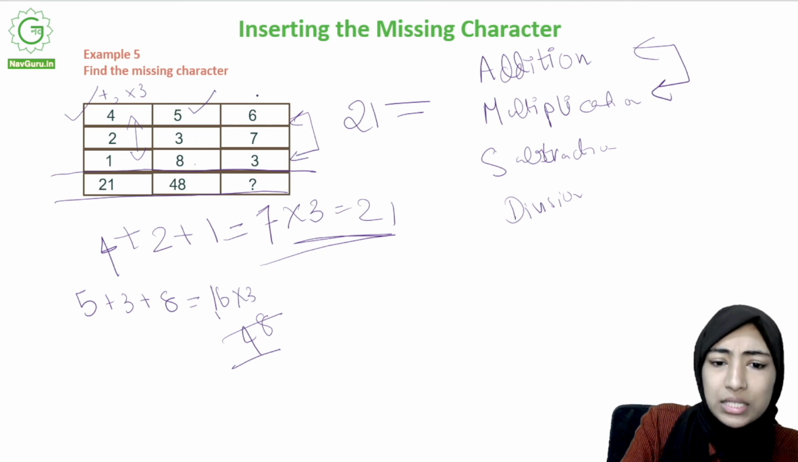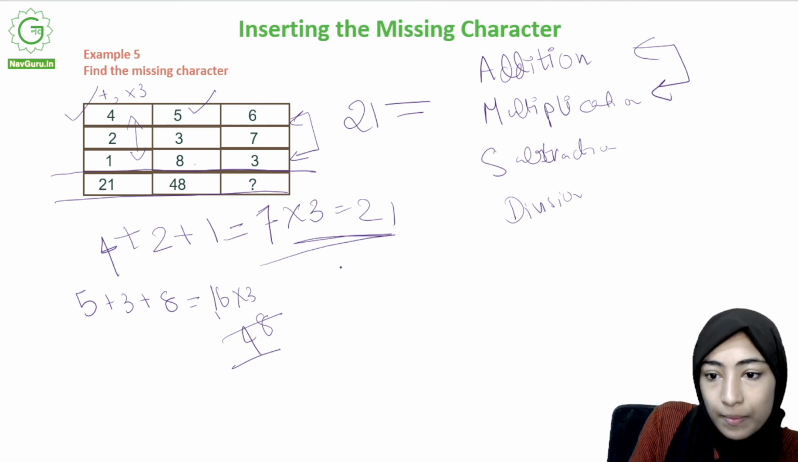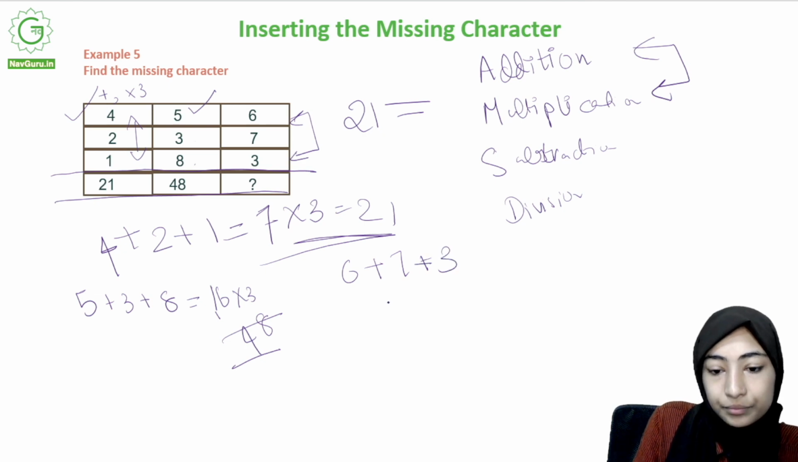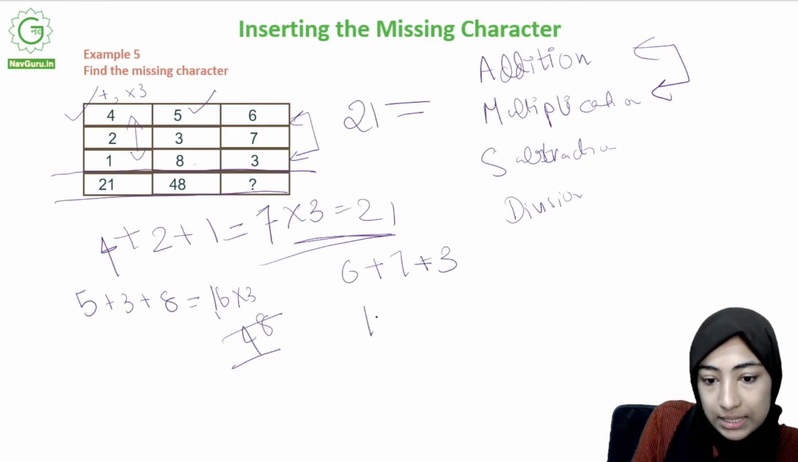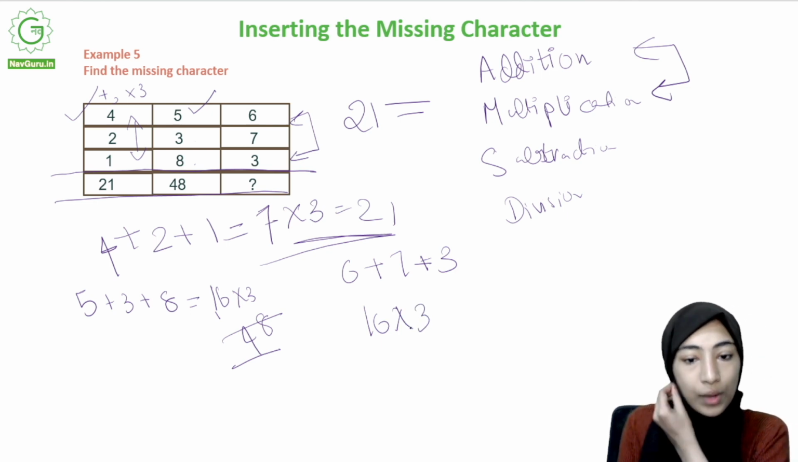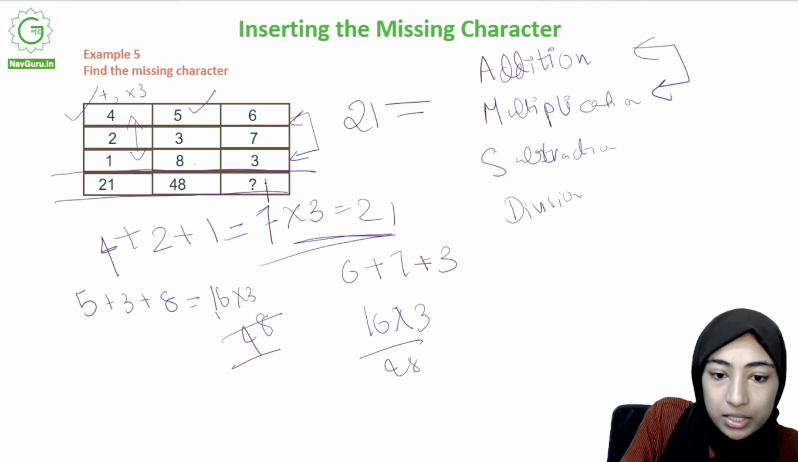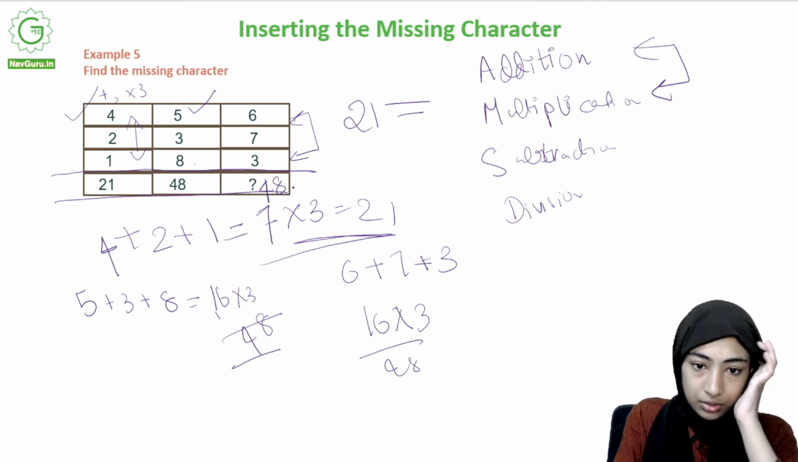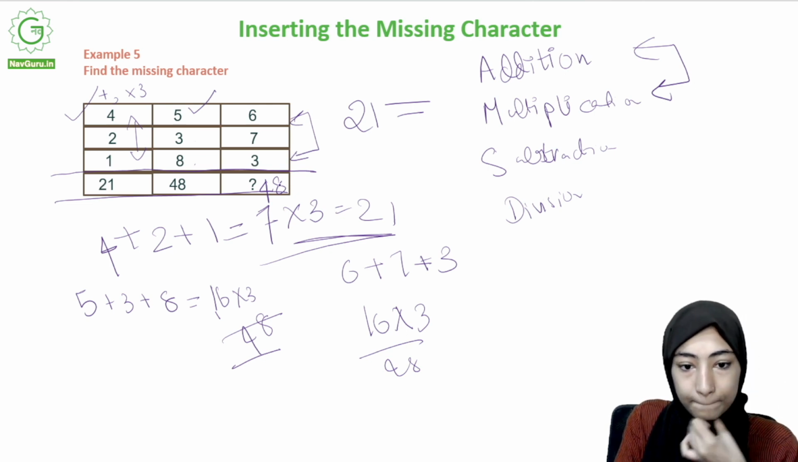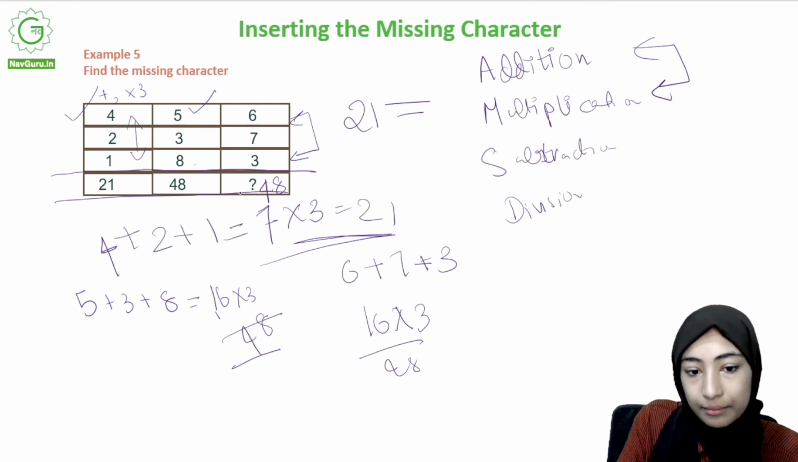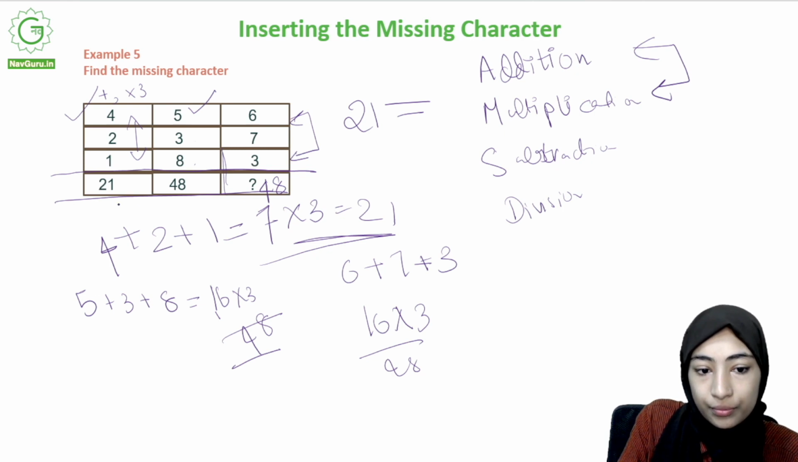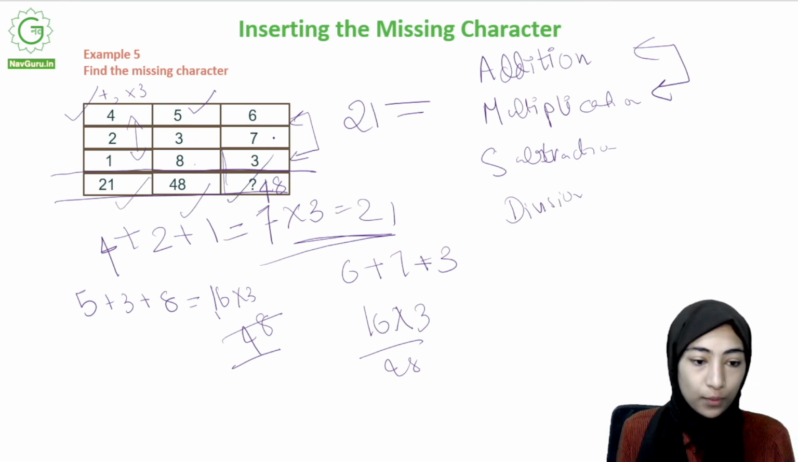So just do the same thing for this question. Basically you have 6 plus 7 plus 3, which is 16. So the answer is going to be 16 into 3. You actually ended up getting the same thing, right? 16 into 3 is going to be 48. So 48 is going to be the answer here too. So 21, 48, 48. Right, so we've gotten the answer.